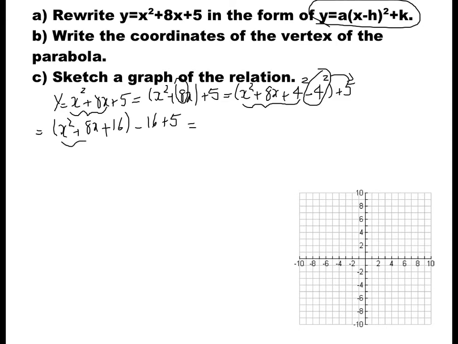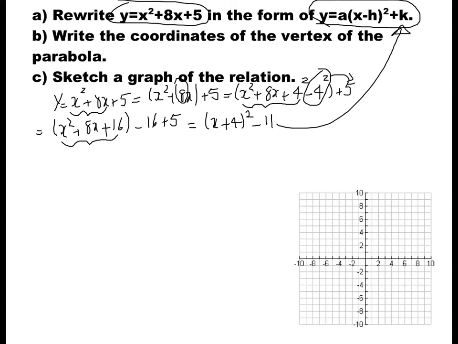Now, if you look at x squared plus 8x plus 16, and if you remember (a plus b) squared is equal to a squared plus 2ab plus b squared, this can be written as (x plus 4) squared, because it gives you x squared plus 2 times 4, which is 8x, plus 4 squared, which is 16. Then minus 16 plus 5 is negative 11. You can see that using completing the square, I changed this quadratic relation into vertex form.